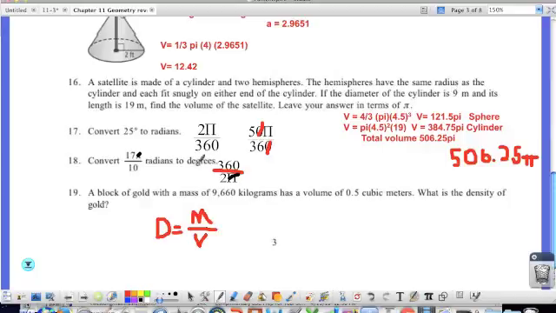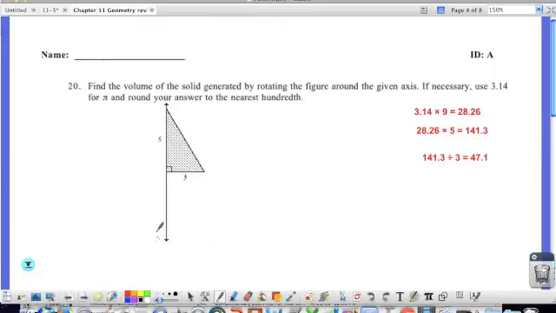For number 19, you're finding the density of a block of gold. You have to remember the formula for density is mass over volume. This is pretty easy if you remember the formula. 9,660 divided by 0.5, which is your volume, is 19,320 for your density. And for the last problem, number 20, this is a right triangle. When you rotate it, you're going to have a cone.